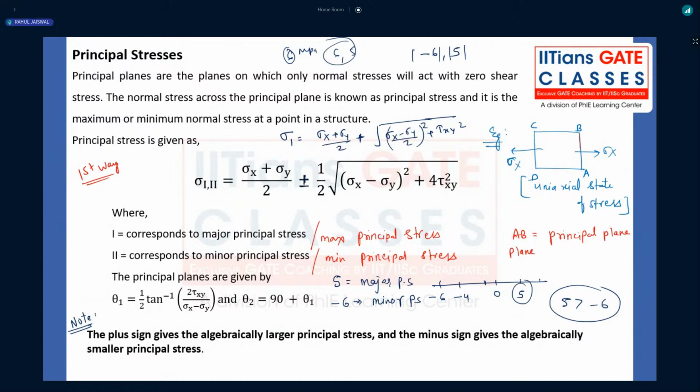Tell me guys, suppose after solving sigma 1 and 2, you got two values, 10 and 2. Then what is sigma 1? 10. What is sigma 2? 2. No problem, because mathematics also says that 10 is the bigger value than 2. Understanding or not?